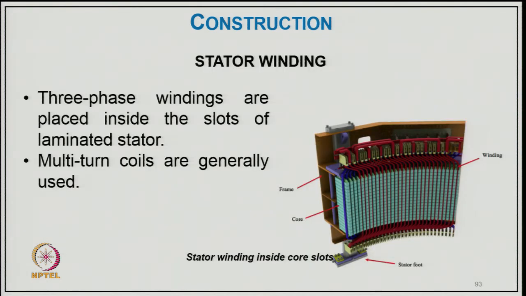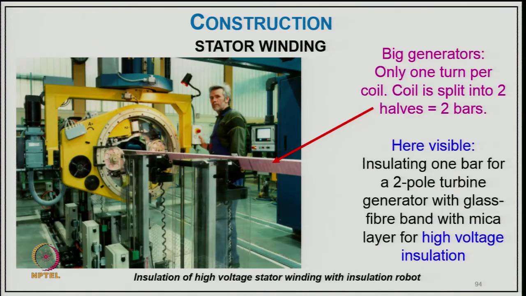Now, coming to the stator winding, the 3-phase windings are placed inside the slots of the laminated stator, and multi-turn coils are generally used, as you can see, the stator winding inside the core slot. In big generators, there is only one turn per coil. The coil is split into 2 halves, 2 bars, and it is visible here.